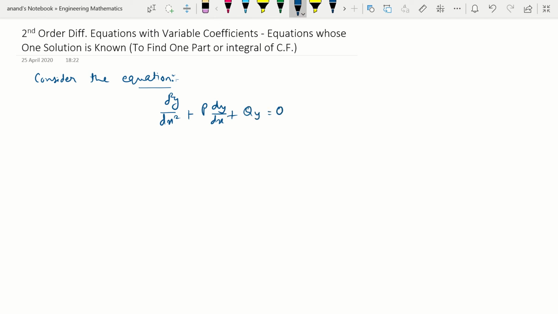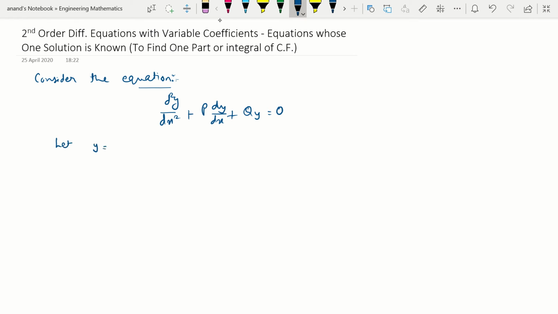Here we will determine the condition, and on the basis of that we will write the complementary function. Let us see. Consider the equation for the complementary function: d2y by dx2 plus p dy by dx plus qy equals 0.